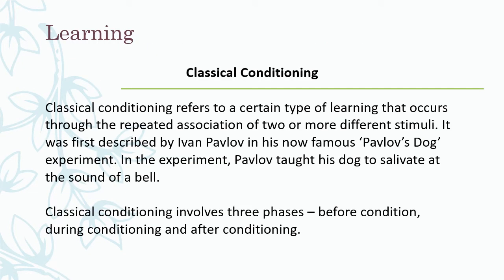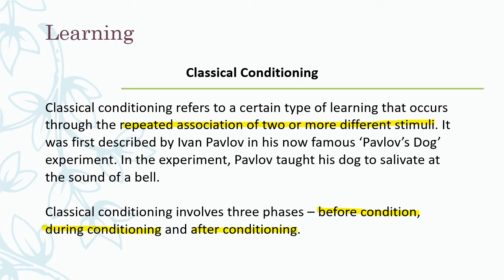So classical conditioning refers to a certain type of learning that occurs through the repeated association of two or more different stimuli. It was first described by Ivan Pavlov in his now famous Pavlov's dog experiment. In the experiment, Pavlov taught his dog to salivate at the sound of the bell. Classical conditioning involves three phases: before conditioning, during conditioning, and after conditioning.